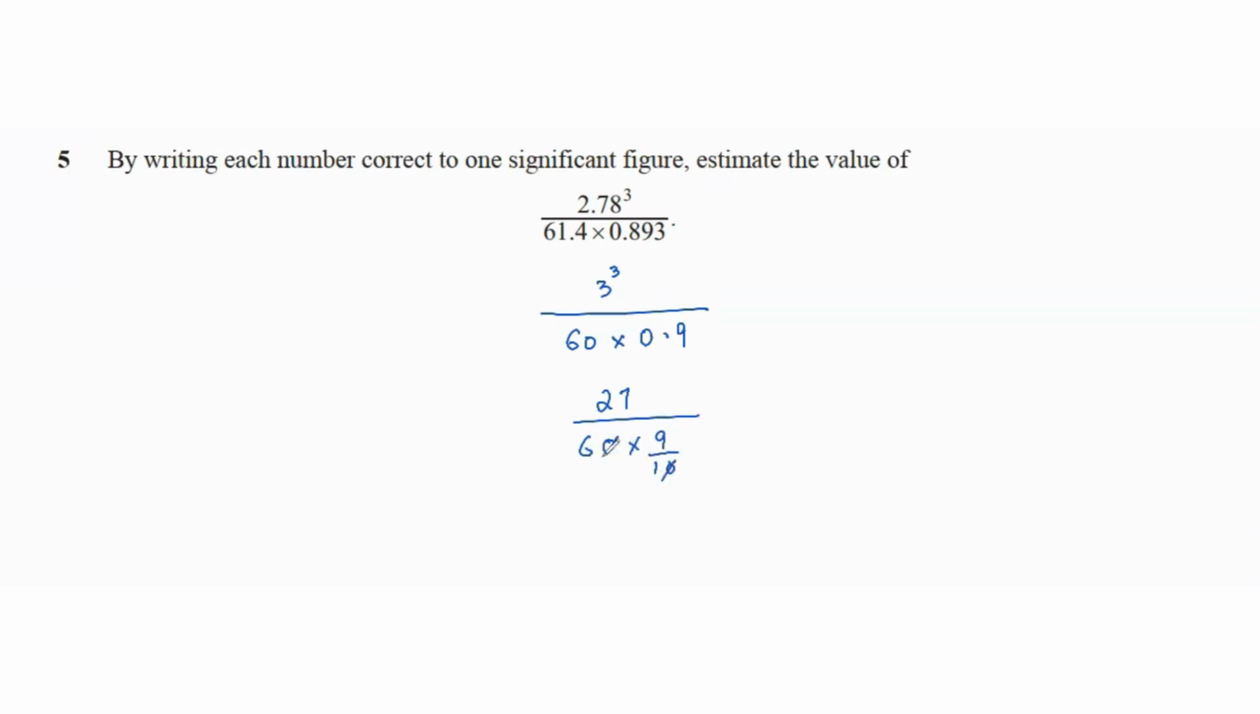So these zeros get cancelled out and it becomes 27 over 54. And as we know, 27 times 2 is 54. So that means it's going to be 1 over 2 or 0.5.